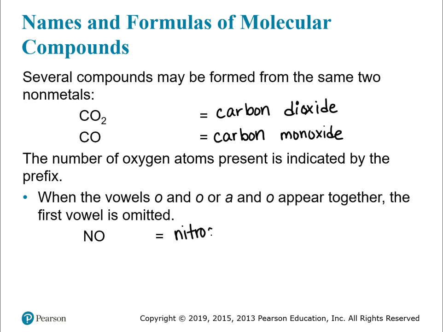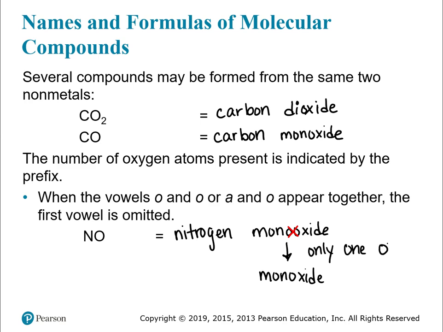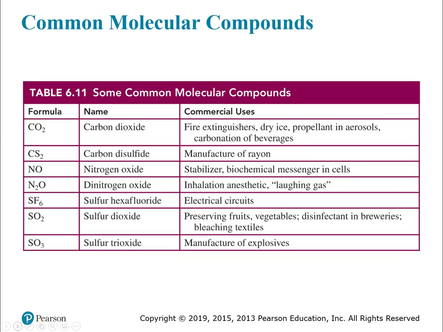We've got nitrogen, and there's only one oxygen. So you might be inclined to do that. Don't, because it'll be wrong. A spelling error, but, you know, still wrong. Let's put our best foot forward. Only one O, okay? And likewise, if you have an A and an O, you get rid of the A. So the first vowel that you encounter, you get rid of it.